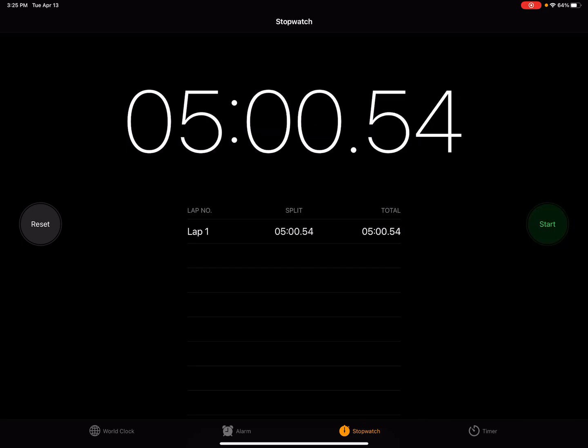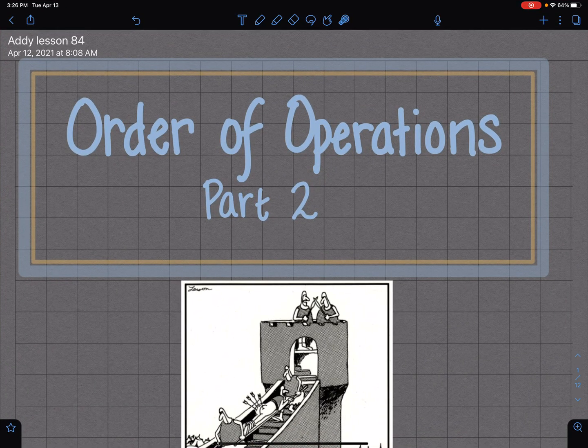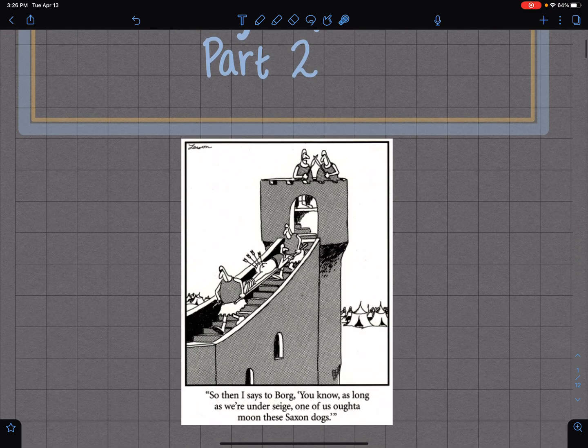Okay, I'm going to stop it right there, Addy. Great job with that. Don't worry if you didn't finish the whole thing. I know that one's a hard one, all those measurements. All right, let's jump into this comic first.